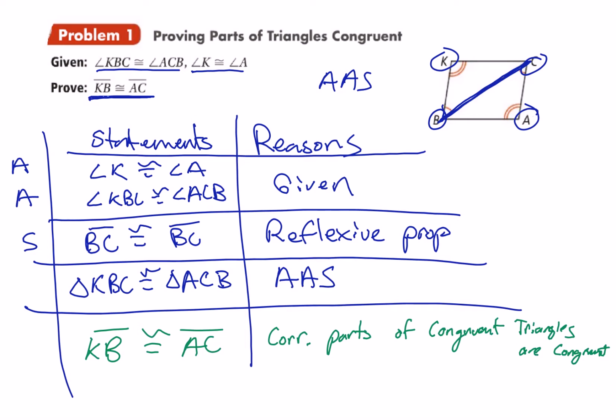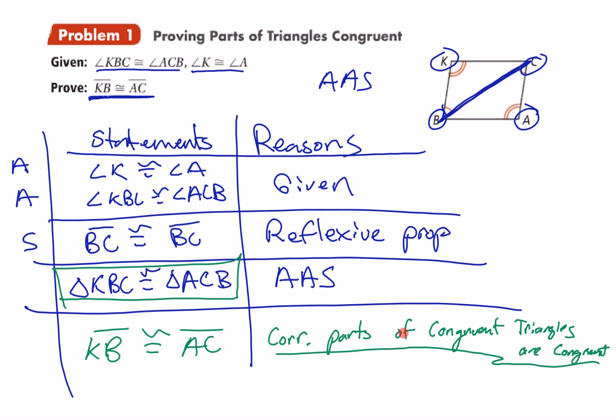Now, it's important to note that this must be somewhere in your proof if you're going to use this statement right here. Because it makes no sense to say that two parts are congruent because the triangles are congruent if you have not shown in your proof that the triangles are indeed congruent. And in order to say the triangles are congruent, you've got to have all this mess up above it to prove that those two triangles are congruent. So it all should directly flow from that.